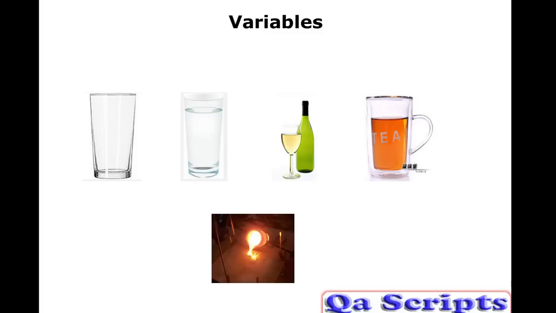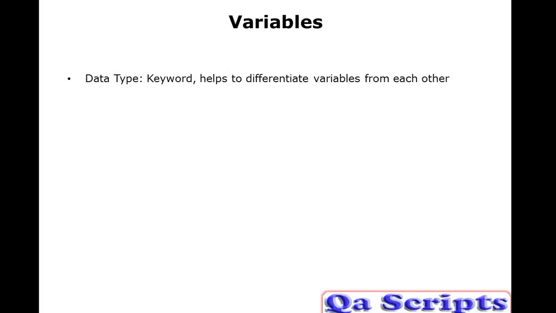So to hold different types of liquids, we need different types of empty vessels. Like that, to hold different types of data, we need different types of variables. We can make that variable with different characteristics. So how do we make a variable with different characteristics to hold different data types? Let us look at a keyword called data type. So we have a data type. A data type is nothing but a keyword used to differentiate variables from each other.